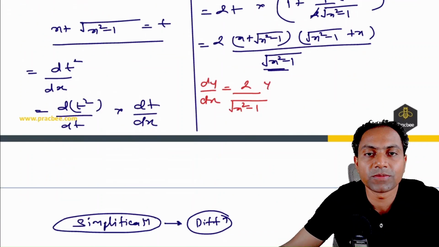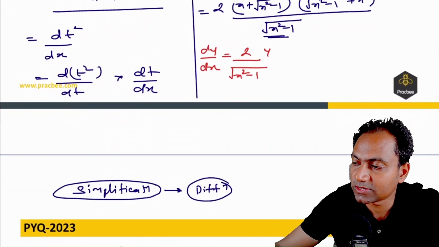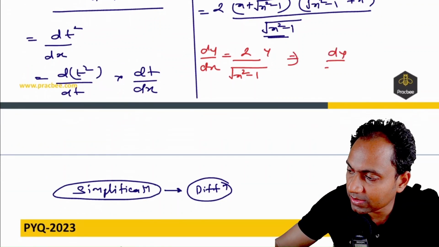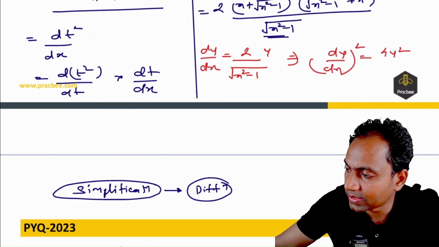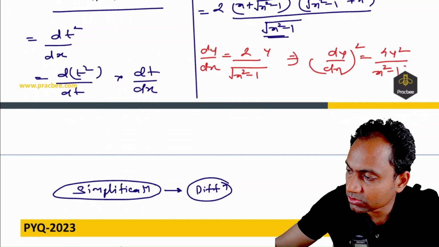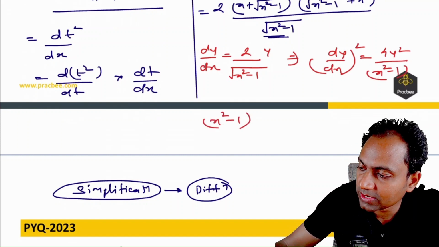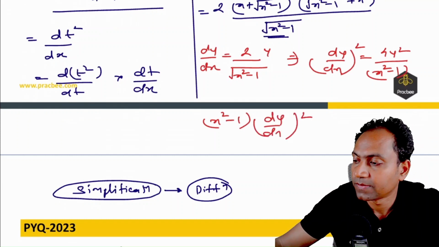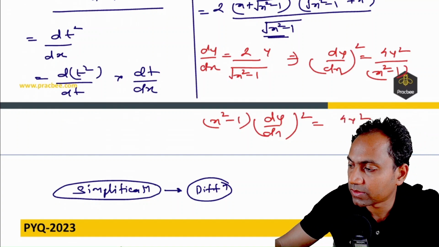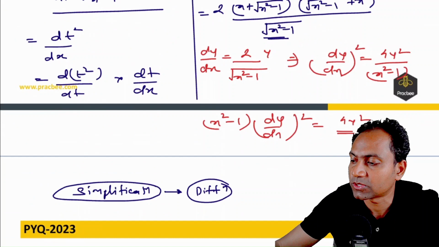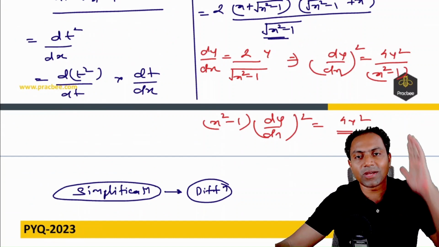So this substitution makes my life very simple, because once I have done the substitution, I can square both the sides. If I square, it is (dy/dx)² equal to 4y²/(x² − 1). So I can take x² − 1 to the other side. It becomes (x² − 1)(dy/dx)², and this is equal to nothing but 4y². If I look into what was asked, this was exactly the same expression that was asked of us. So I have proved the above statement.